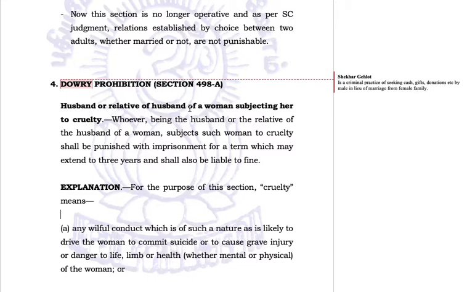This is what dowry is, but we have to read one keyword, that is whoever, being the husband or the relative of the husband of the woman. That means the people who could be held guilty.